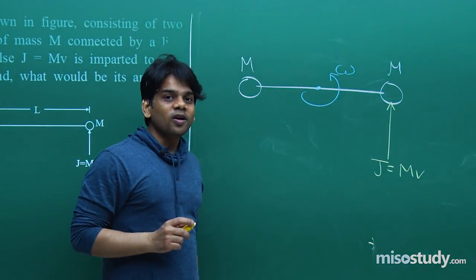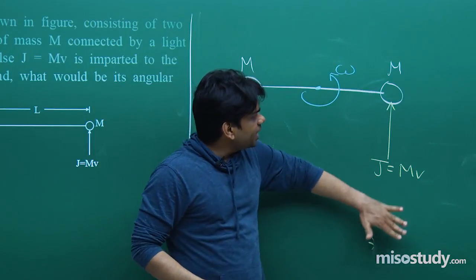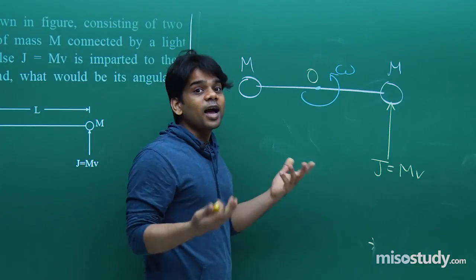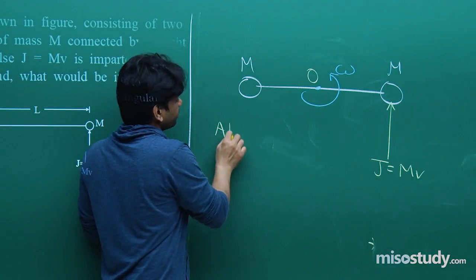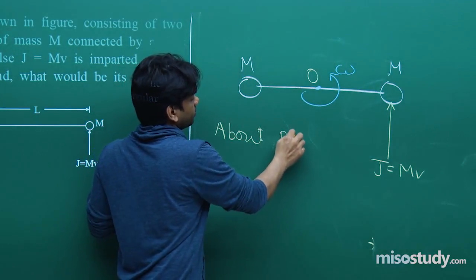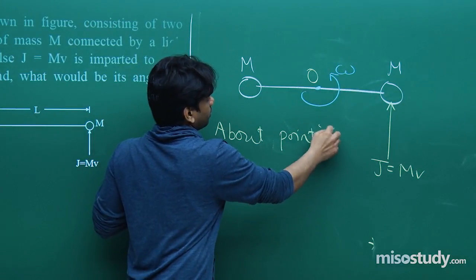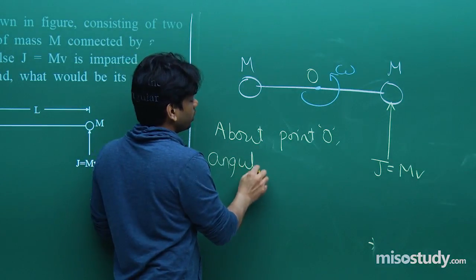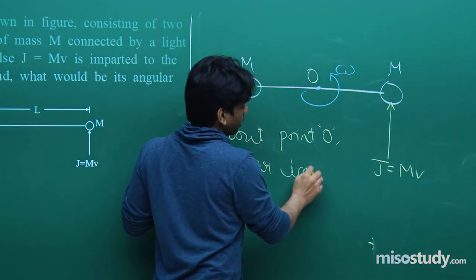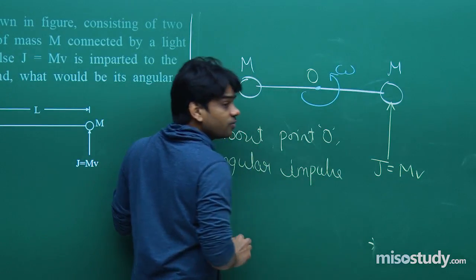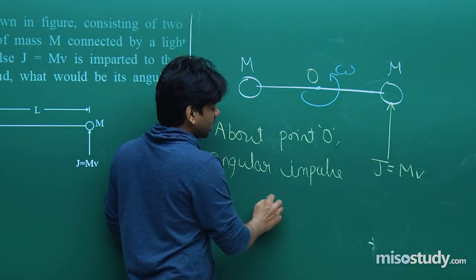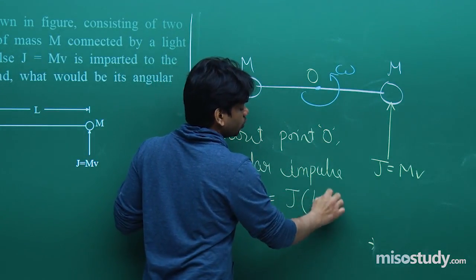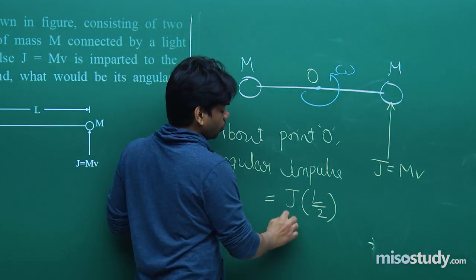Now from the concept of angular impulse, if a linear impulse has been imparted, then about this point O, what is the angular impulse? About point O, the angular impulse imparted will be equal to linear impulse into distance, that is J into L by 2, which comes out to be mv into L by 2.